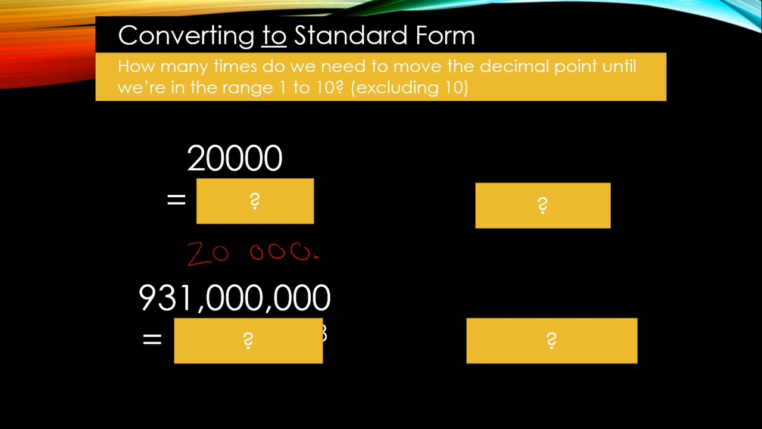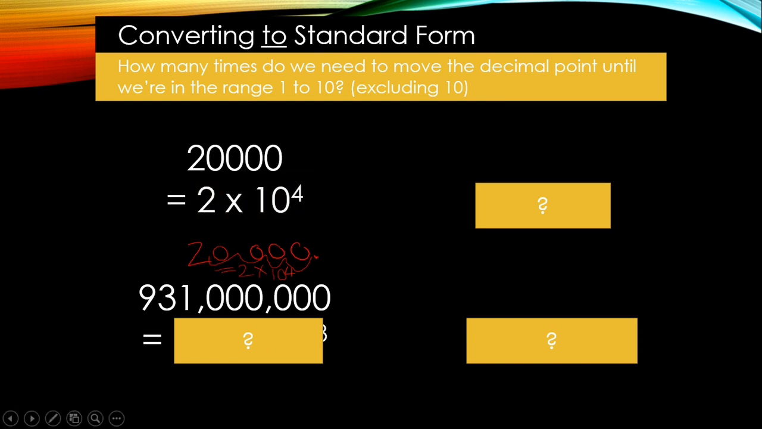So what we need to do here is we're going to move our number until we have a 2 here. So let's see how many times we move. 1, 2, 3, 4. So it means our answer should be 2 times 10 to the power 4. Let's check. Yes, it's 2 times 10 to the power 4.